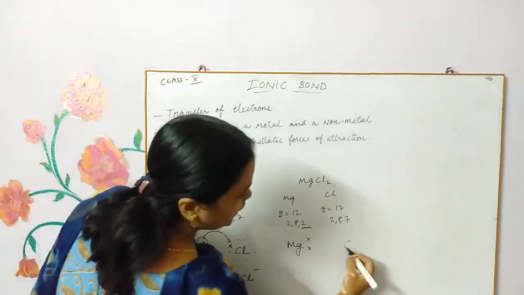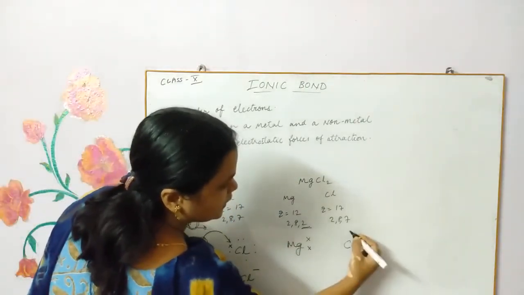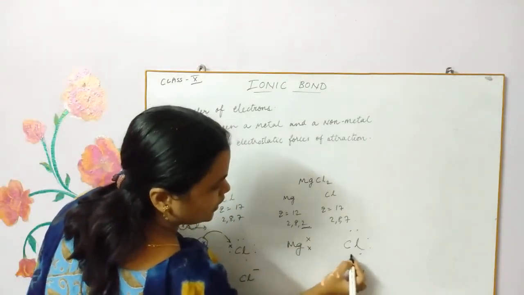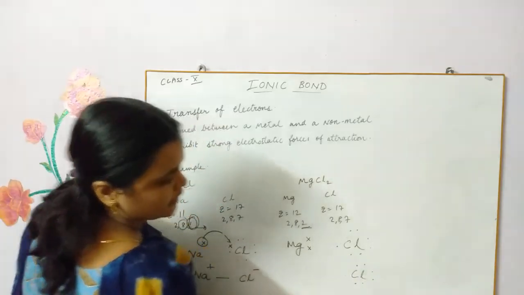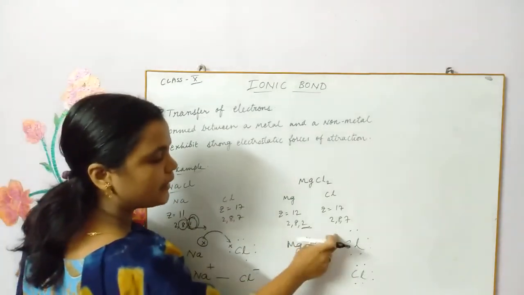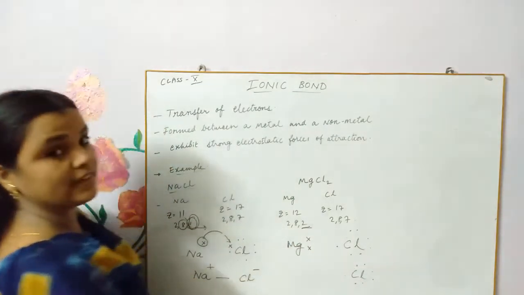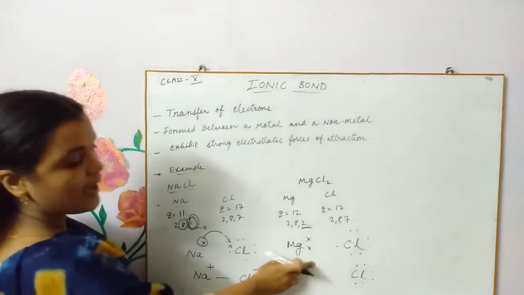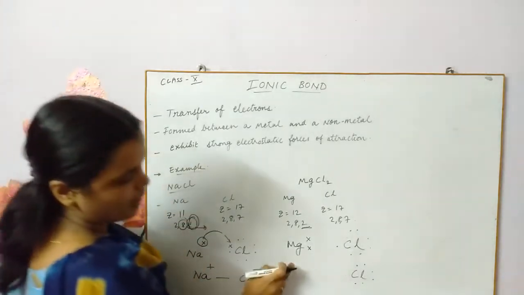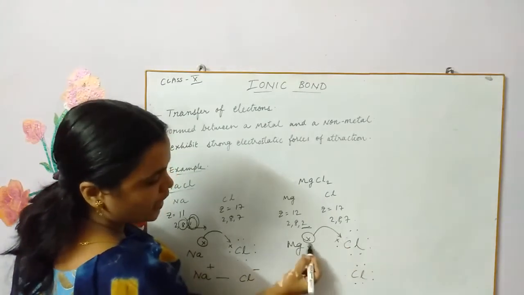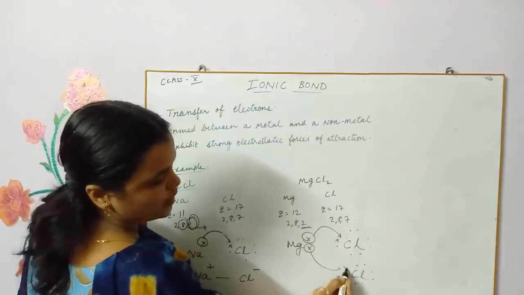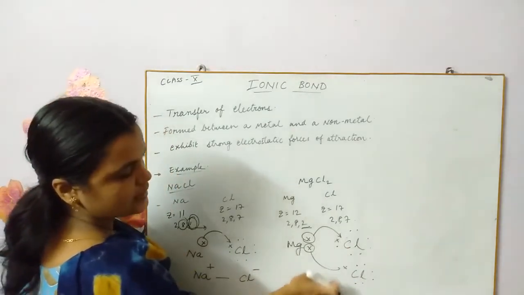Then we have chlorine. 2 chlorines we have. One chlorine has 7 electrons. Another chlorine also has 7 electrons. Now this chlorine needs 1 electron. This chlorine also needs another electron. Luckily we have 2 electrons with magnesium. 1 electron it transfers to 1 chlorine atom. Another electron it transfers to another chlorine atom, such that bonds are formed.